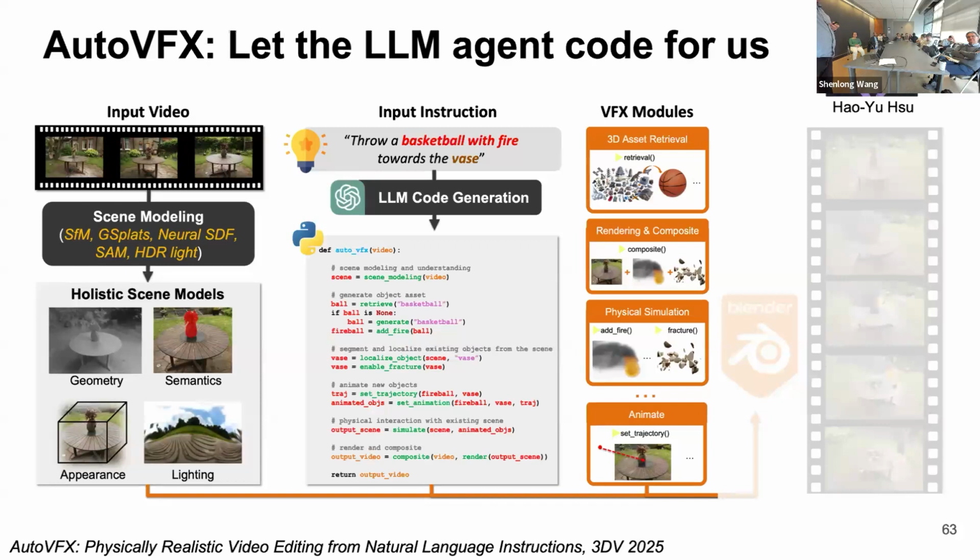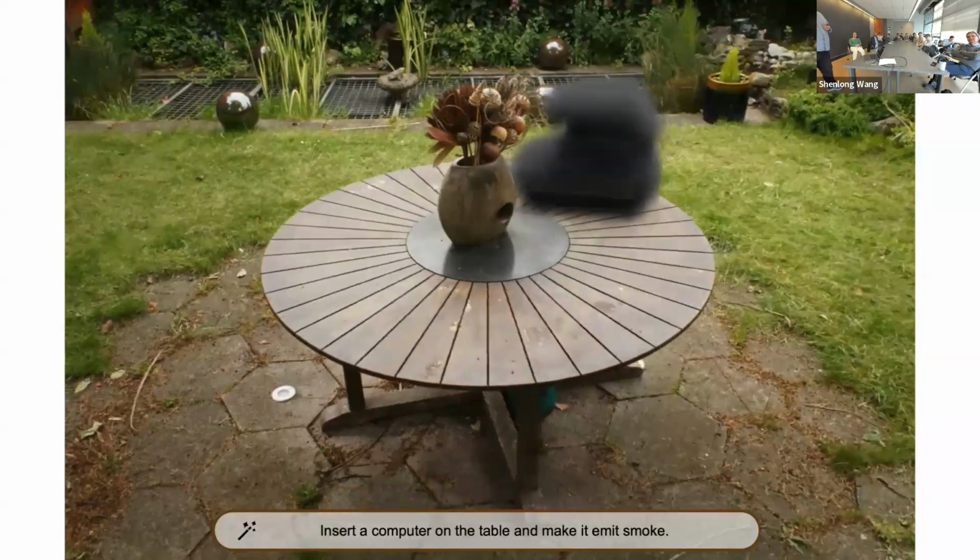We first model the video, and then we retrieve the basketball, and we localize where the vase is, and we set a trajectory between the basketball and the vase. We add fire onto the basketball, and we simulate, and then later on we render it out. And that gave us the final videos.